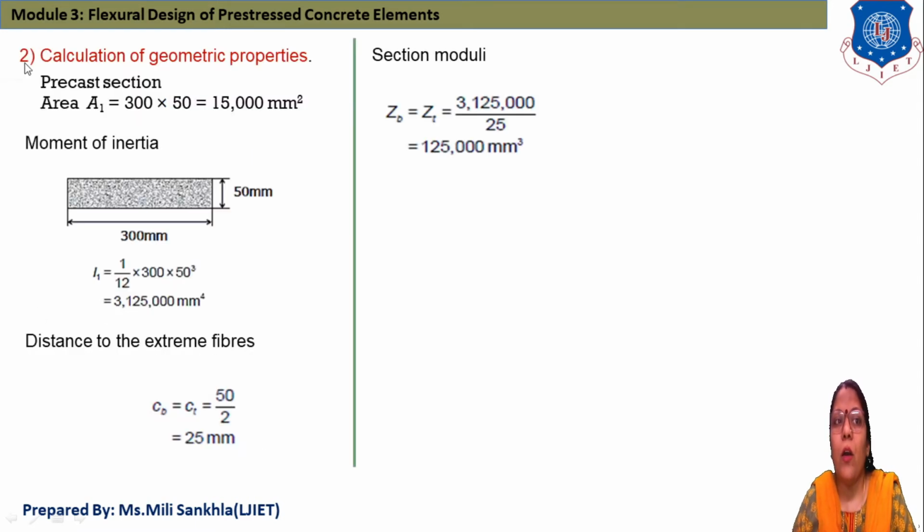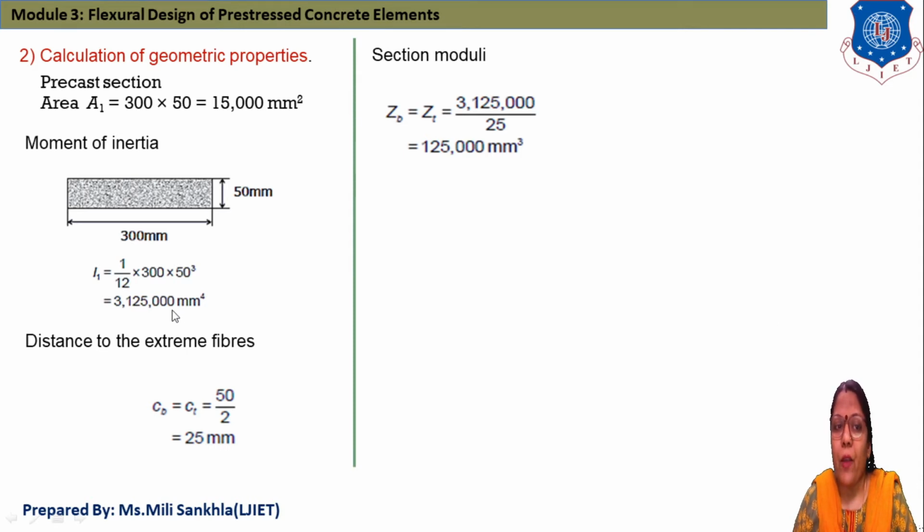Now calculation of geometric properties. For the precast section, area is 300 by 50. This is the width, already given in our data: width is 300 mm and depth of slab is 50 mm. So for the precast member the area is 300 into 50. Now we find the moment of inertia for this rectangle section, that is BD cube by 12, where B is 300 and D is 50.